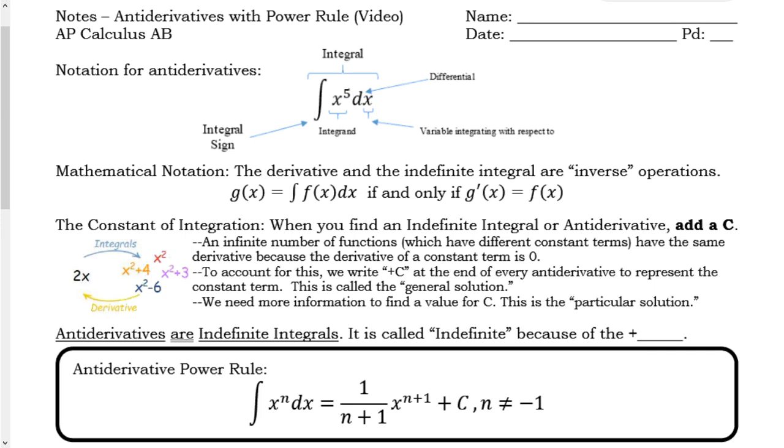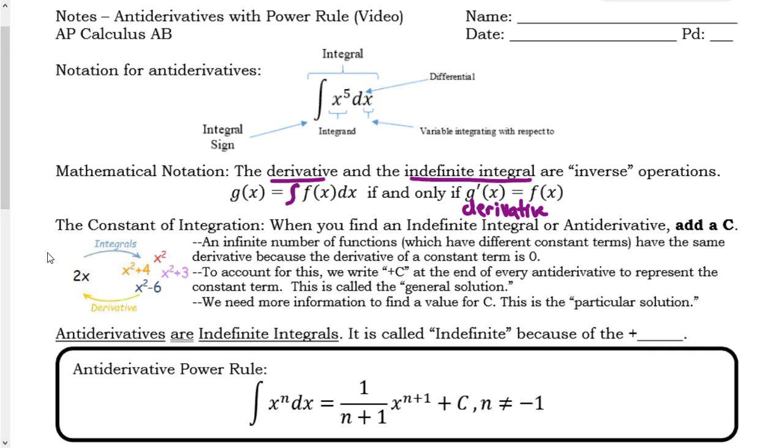So let's talk about our notation and what this actually means. The derivative and the indefinite integral are inverse operations, which means they undo each other. So if I have that g of x is the antiderivative, or the indefinite integral, of f of x, that is if and only if the derivative, again, here's our derivative, of g is the same as f of x. So again, an antiderivative, which is an indefinite integral, is basically the inverse of our derivative.